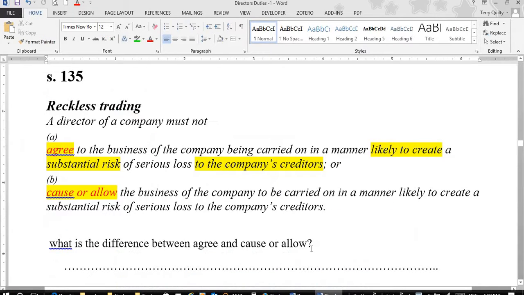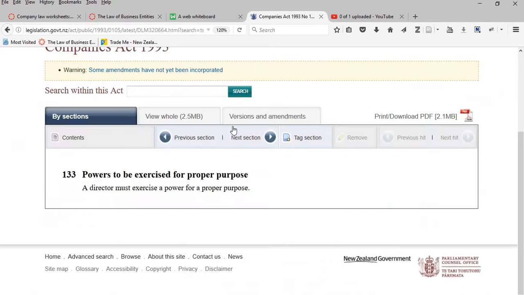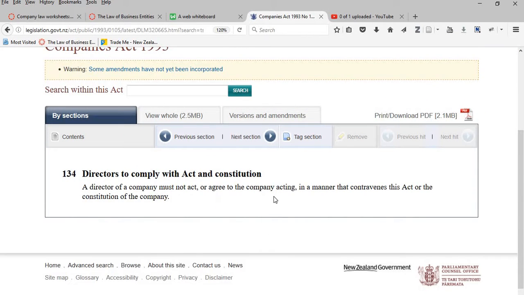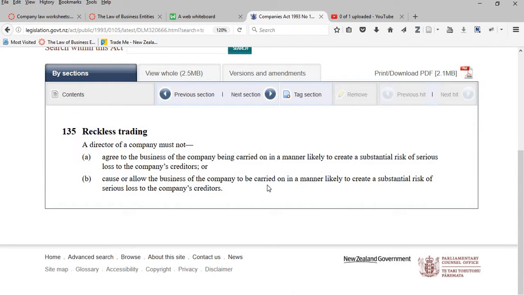Now let's go back to the place we left off, which was the section called reckless trading. This is one of the major sections we look at in the Companies Act for directors' duties. So we'll flick through it. We've covered 133. 134 was to comply with the Constitution. Now, 135, reckless trading. It's a straightforward section.